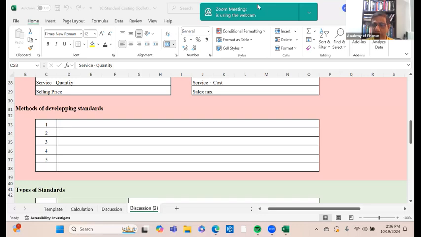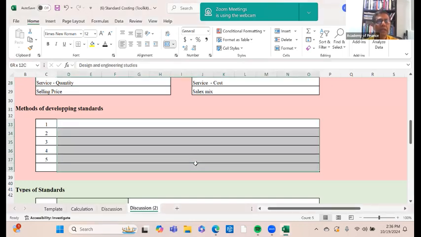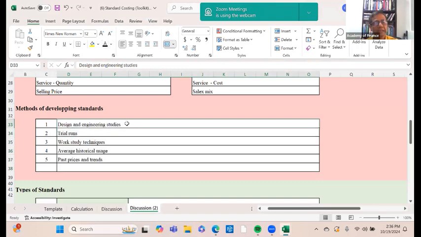So somebody will have to go through that and see the time taken by an experienced person and an inexperienced person, and all of that. And then you may come up with the standard timing. Labor rates, again, will be based on the rates, negotiations and past experience. So there are different ways that you can come up with the standards. Like we said, designing and engineering studies, trial runs, and work study techniques where you study their motions and times. Past data, past usage, past prices, past trends, all of them can be used to prepare these standards.